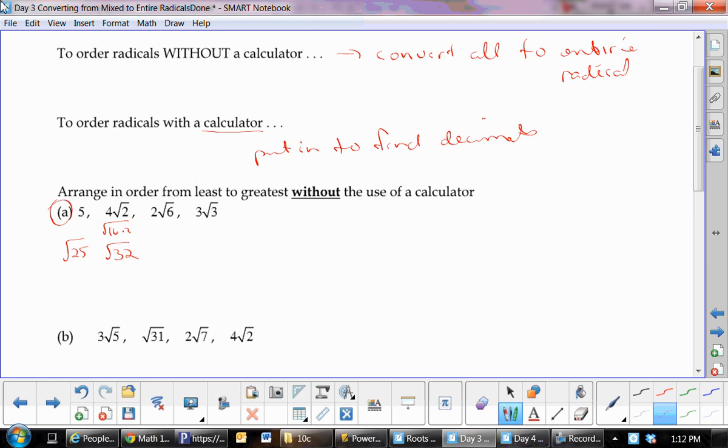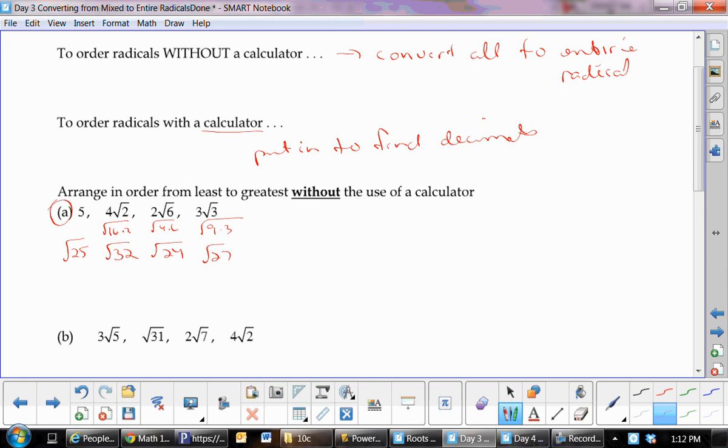The next one, 2 root 6. 2's coming in the house to become 4, right? 4 times 6, 24. Okay, so this would be root 4 times 6. This one would be root 9 times 3, which is root 27.